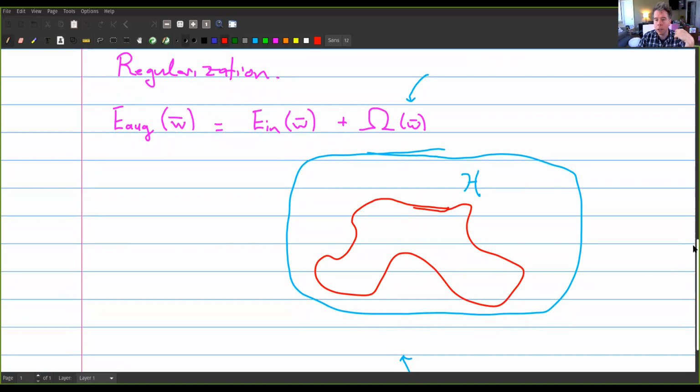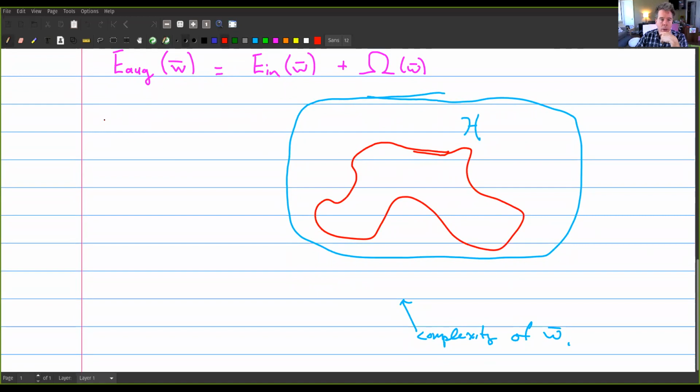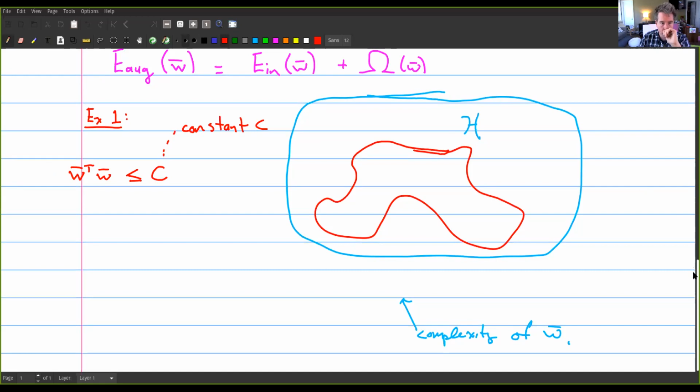So here's one way to do this. Example one. This is what they use to introduce the idea of a soft order constraint in the book. You can just force W transpose times W to be less than or equal to a certain constant. Here, this is just a constant C. So what does that mean? That means this is the same thing as the sum of squares here.